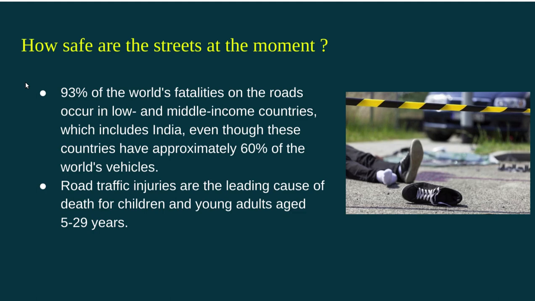93% of the world's fatalities on the roads occur in low and middle income countries, which includes India, even though these countries have approximately 60% of the world's vehicles. This is mainly due to improper traffic management and bad road infrastructure. Road traffic injuries are the leading cause of death for children and young adults aged 5 to 29 years.